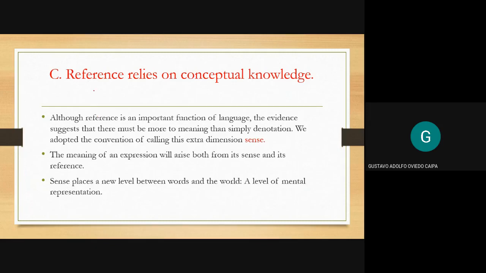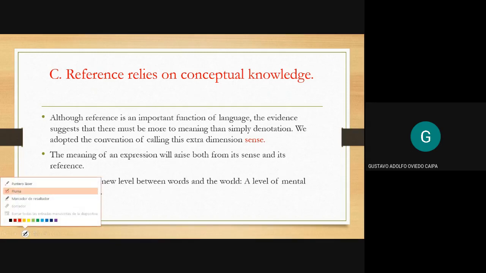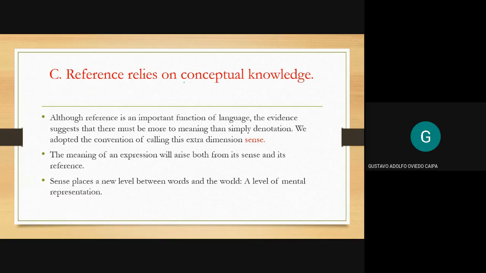All right, so we can state that reference depends on conceptual knowledge. And when we say conceptual knowledge, well, we mean concepts. That's basically what we mean. We mean concepts, right? Mental constructions, mental frameworks.